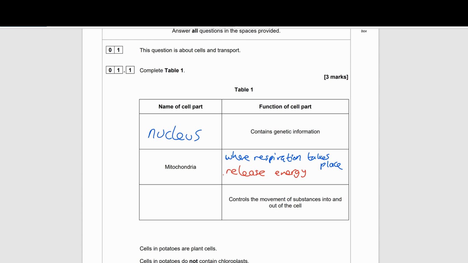Okay, and last one, controls the movement of substances into and out of the cell, should be the cell membrane. Cannot be the cell wall. The cell wall is support.